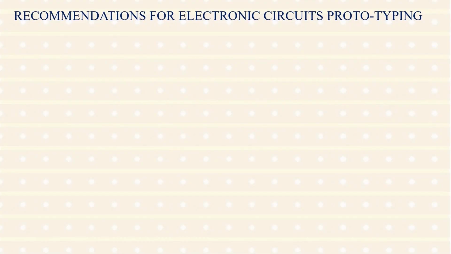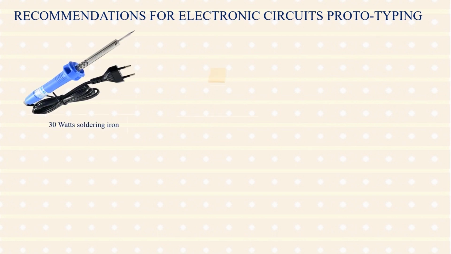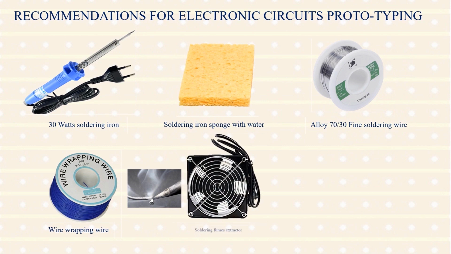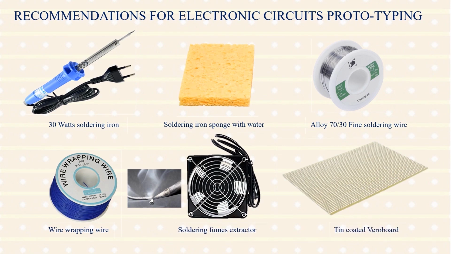Recommendations for electronic circuits prototyping. Use a 30-watt soldering iron to solder your components on your board. Use a soldering iron stand and a sponge with water to clean the tip of the soldering iron. Use good quality soldering wire to wire up your prototypes.